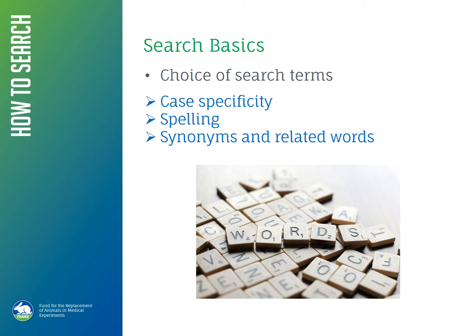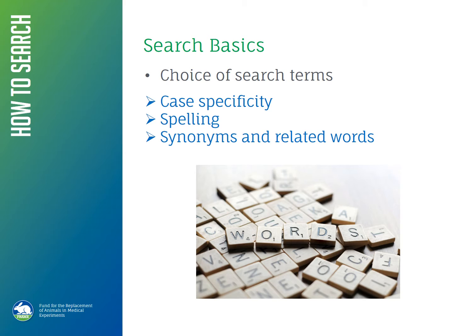The second thing to think about is your choice of search terms. Searching for information on the 3Rs requires combining 3R search terms with search terms related to the scientific topic of interest. Important factors in creating a search include thinking about case specificity. Some search systems are case-specific for uppercase letters. In these instances, the use of capital letters where appropriate, for example for acronyms and proper names, may reduce the number of irrelevant documents retrieved.